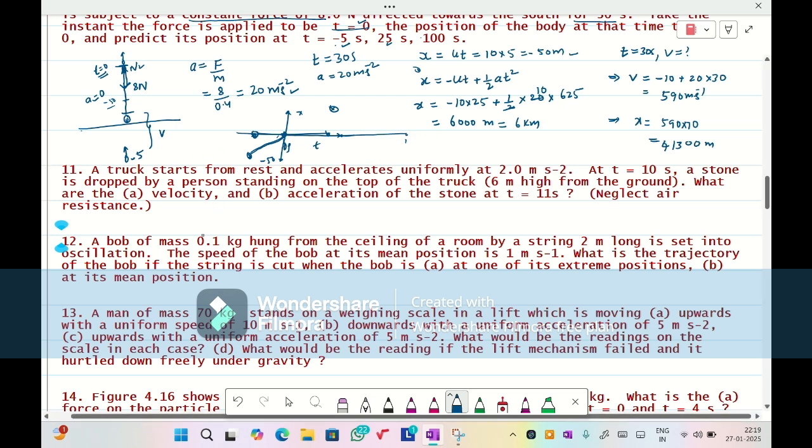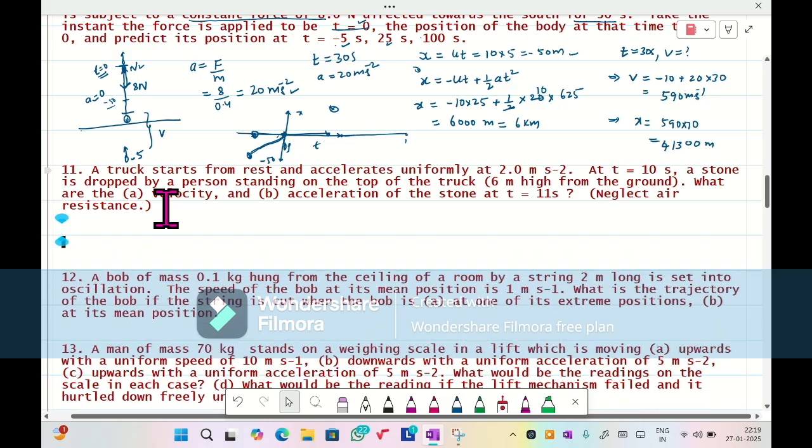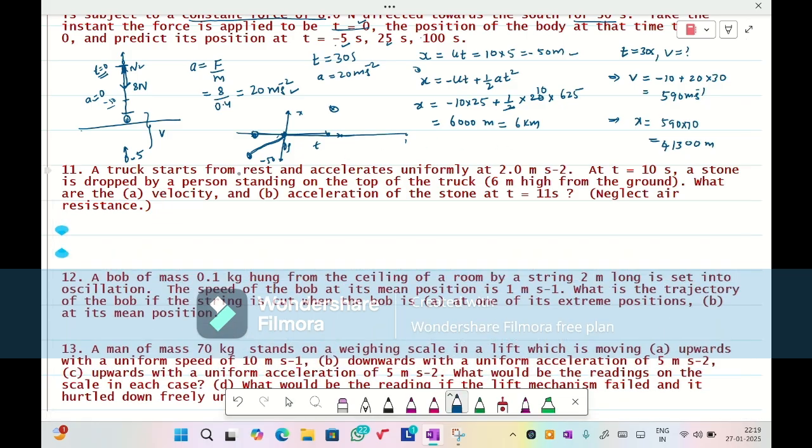So now coming to the 11th one. Next question. A truck starts from rest, so initial velocity is given, and accelerates uniformly, uniform acceleration. So at t equal to 10 seconds, there is a truck here. This is without friction. We will discuss this horizontal motion.